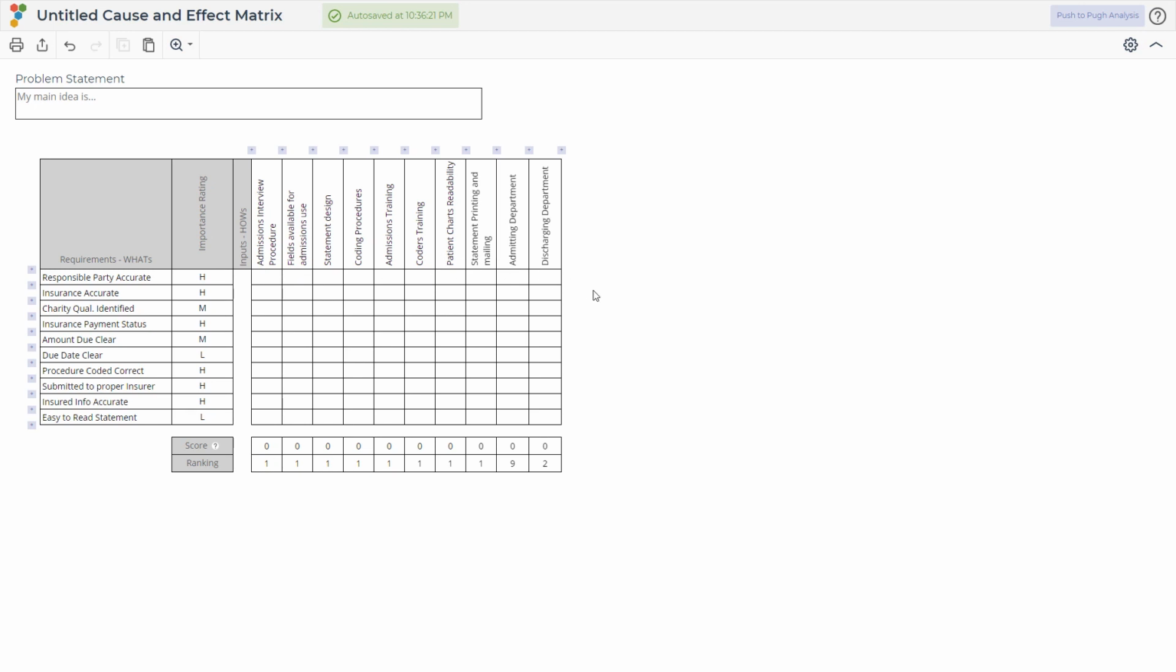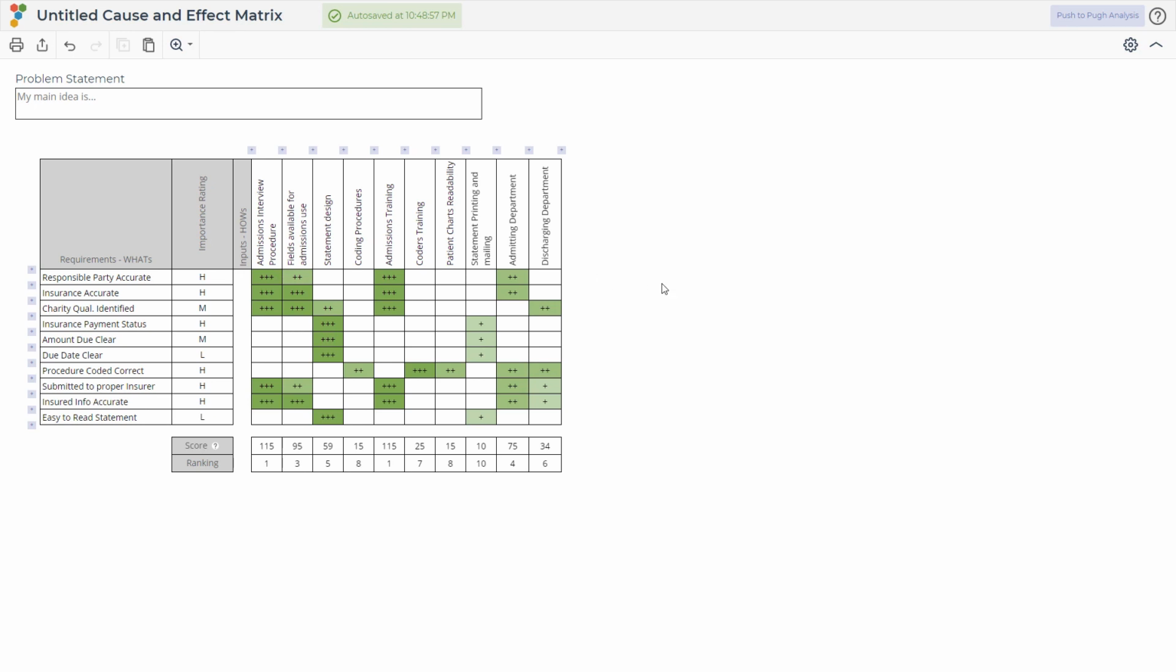Finally, correlate the CTQCs and the inputs by using the matrix in the middle. Each cell has a drop-down that allows you to indicate that the chosen CTQC and input are correlated in a range from strongly correlated to weakly correlated, as indicated by the plus signs. For our medical center, the CTQC, responsible party is accurate, is highly positively correlated with the admissions interview procedure, meaning the admissions interview is very important to hitting that target for the CTQC.